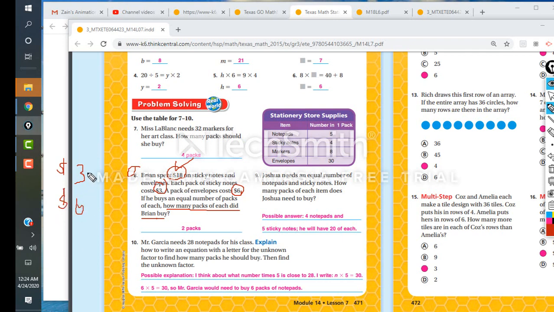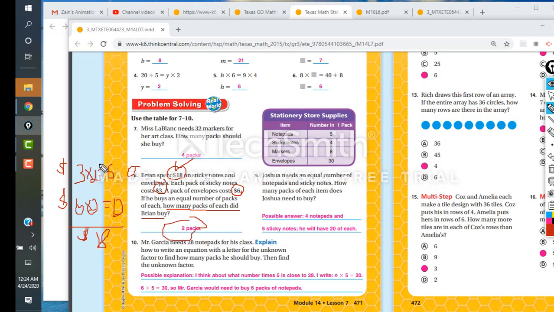So if I multiply 3 times 1 and multiply 6 times 1, when I add those two, that gives me 9. Well, that's not 18. If I multiply 3 times 2, because that's 2 packs at $3, that's 6. And this is 6 times 2, that equals $12. If I add those two, oh, that equals $18. So the number of packs of each that Brian bought was 2 packs.